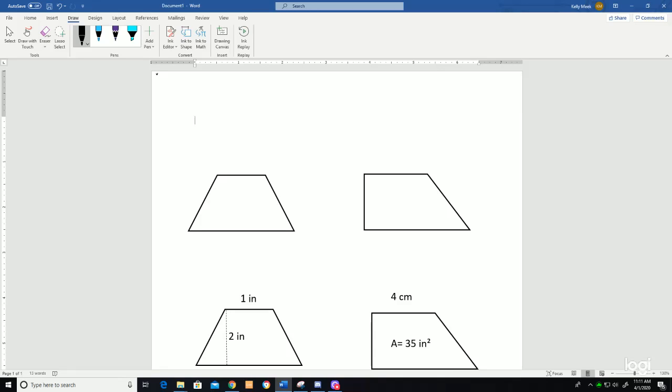Alright, hi everybody. Today we're going to be working on area of a trapezoid. So trapezoid's not a shape that we're super familiar with. It also has kind of the longest area formula, but it is pretty simple. We should be able to take care of it.